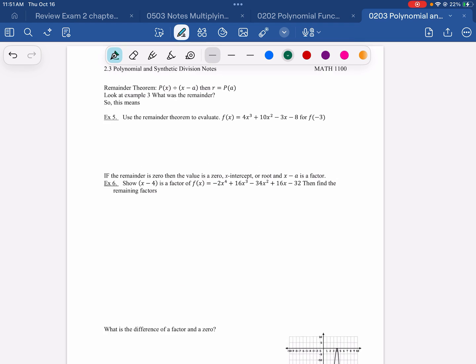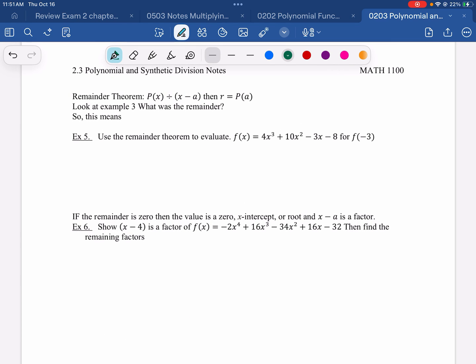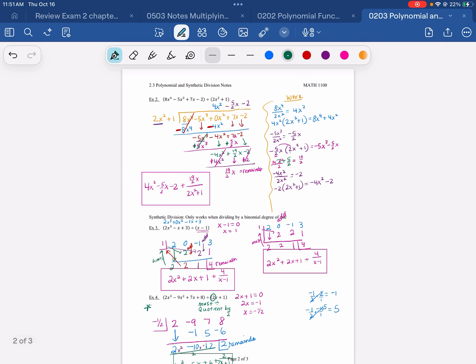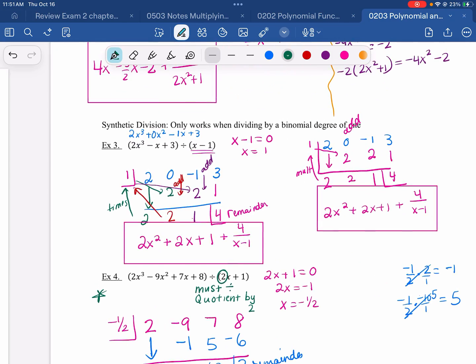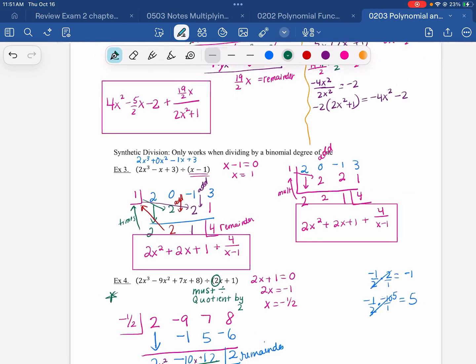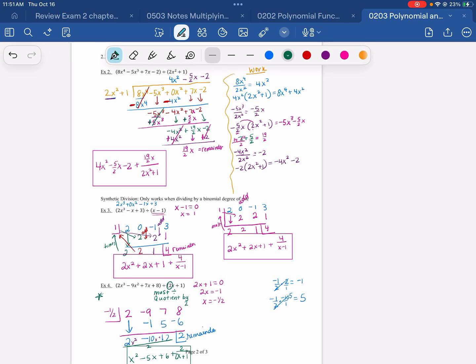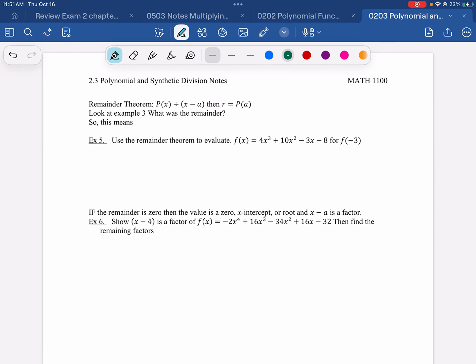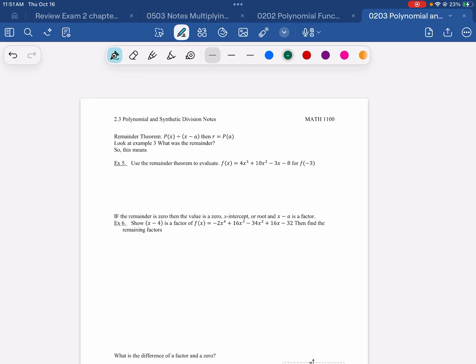Page 3. Remainder theorem. Ooh. So, look at example 3. What was the remainder? Example 3, our remainder was 4. It says P of x divided by x minus a, then the remainder is P of a. So this means what?